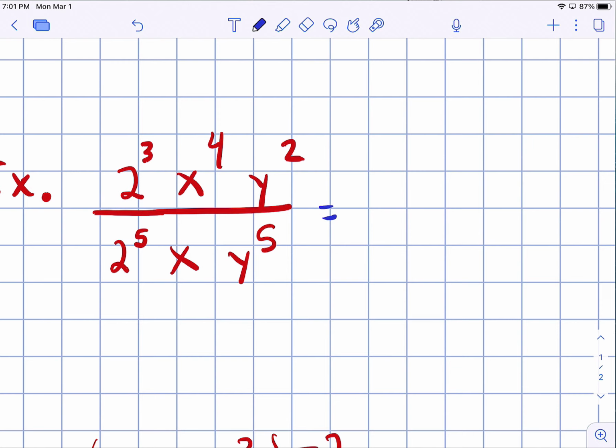I can just go ahead and subtract every single exponent. I'm going to put a 1 here on the x before I forget. So I could do 2 to the third over 2 to the fifth is 2 to the negative second. 4 minus 1 is 3 for the x's. 2 minus 5 is negative 3. And then I could take my negative exponents and change them to positive exponents and do it that way. I don't like to do that. I'm lazy. I like to do it a little bit quicker than that.